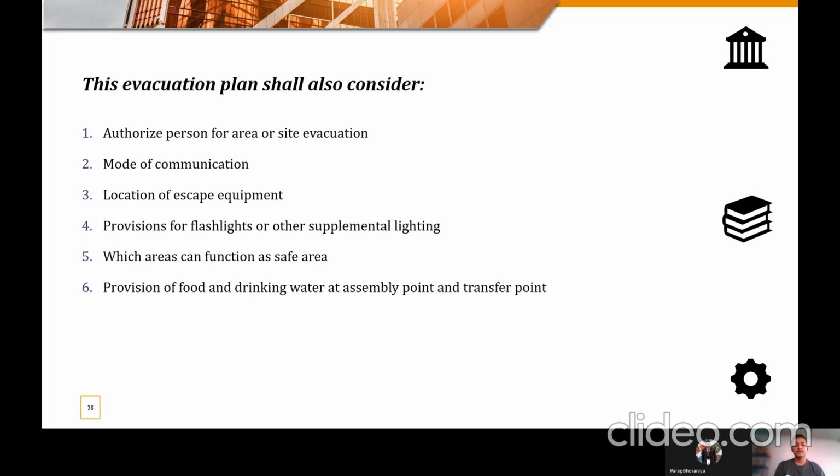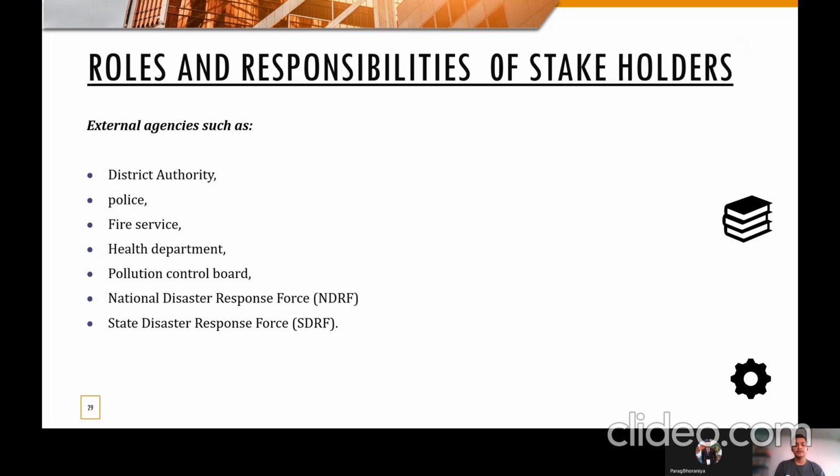Now, roles and responsibilities of the stakeholders and external agencies. We have seen the resources, and in order to utilize them, there are certain roles and responsibilities given to the external agencies and to the stakeholders who operate and own the plant. External agencies include the district authorities, the police department, the hospital department, the health department, the Pollution Control Board (PCB), the National Disaster Response Force (NDRF), and the State Disaster Response Force (SDRF).